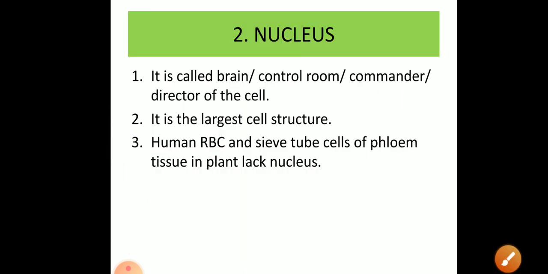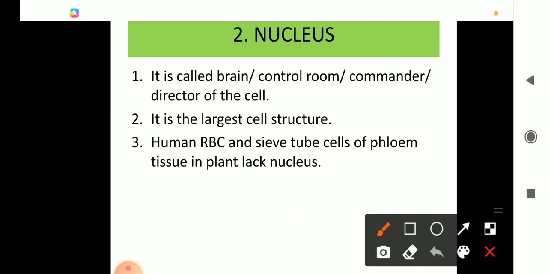Okay. Now see, the next part is nucleus. Today we will discuss about nucleus, up to nucleus only. Nucleus is the central body of the cell. It is called brain of the cell, control room, commander, director of the cell. You can give any of these names. These all are the names which are given to the nucleus. It is the largest cell structure in the cell.